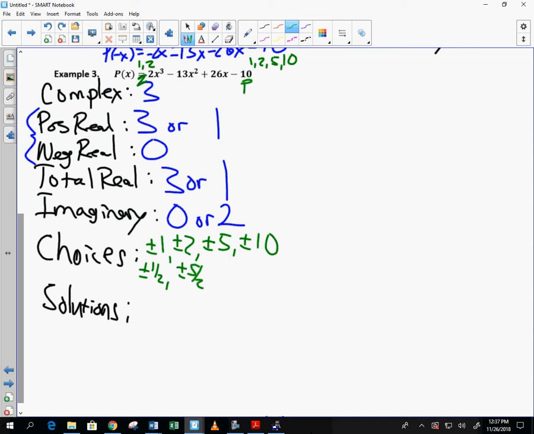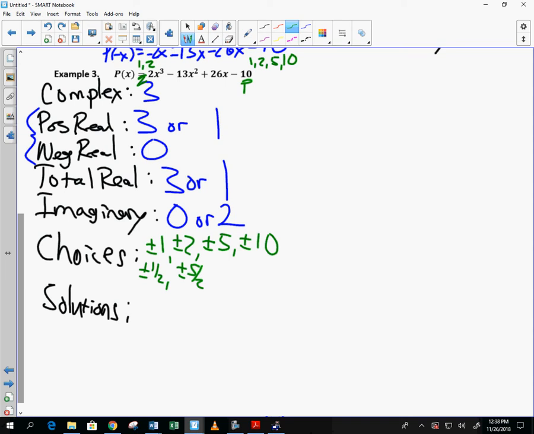1, doesn't work. Sorry. 2, doesn't work. 3, not even a choice. Should we try any negatives? No, we know there's no negative solutions. Now, I know the one that works, and it happens to be 1/2. But suppose you tried 5. I'll just roll through it once.